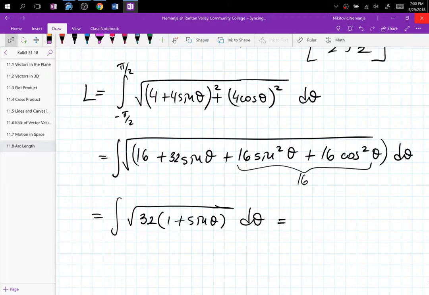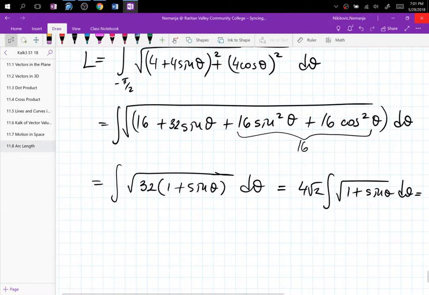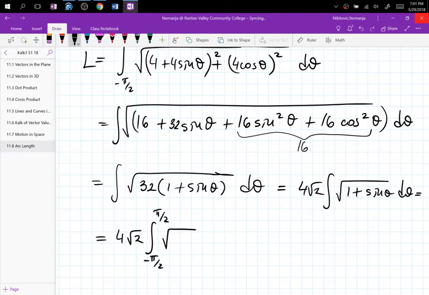32 is 2 times 16. Square root of 16 is 4, so 4 root 2 times the integral of square root of 1 plus sine theta d theta. Welcome to Calculus 3. So we are supposed to solve 4 root 2 integral from negative pi over 2 to positive pi over 2 of the square root of 1 plus sine theta d theta.